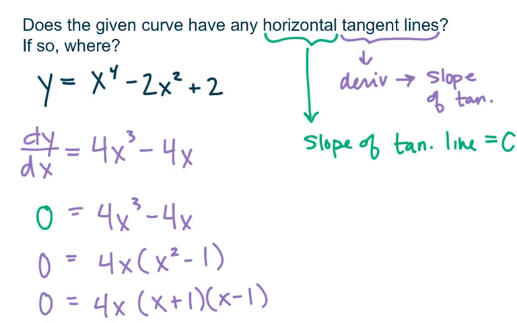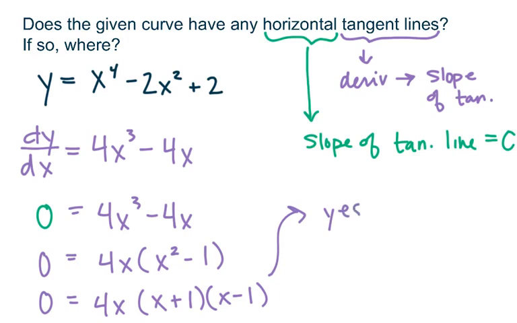So solving this, we would say yes, at x equals 0, negative 1, and positive 1. Because if I let each of these factors be equal to 0, 4x equal to 0 gives me 0. X plus 1 equal to 0 gives me negative 1. And x minus 1 equal to 0 gives me positive 1. All right, so yes, the curve has 3 horizontal tangent lines, and they occur at x equals 0, x equals negative 1, and x equals positive 1.